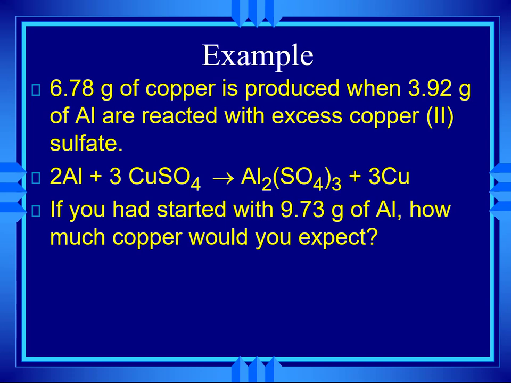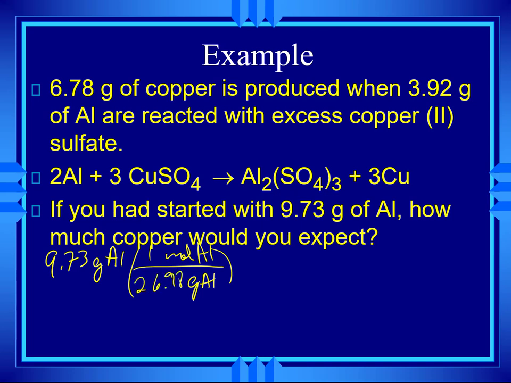Okay, so if you had started with 9.73 grams of aluminum, how much copper would you expect? Now this is a little bit different. Okay, 9.73 grams of aluminum. How much copper would you expect? Well, I can take grams of aluminum to moles of aluminum. 1 mole is 26.98 grams. This is the same math I just did a second ago with a different amount.